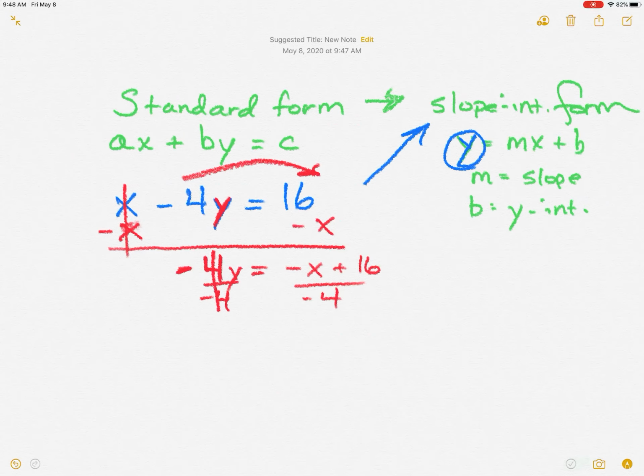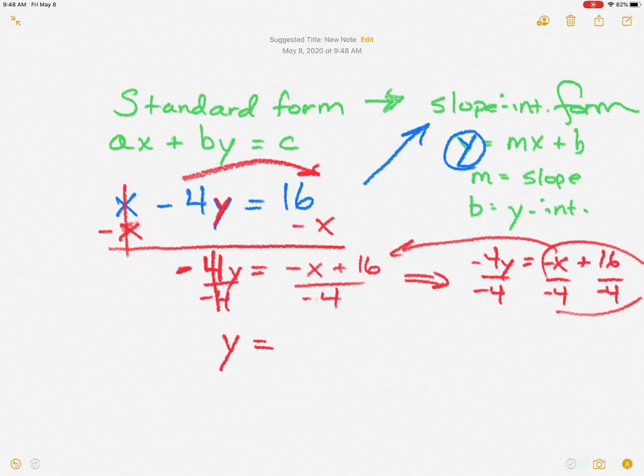All right? The negative 4 over negative 4 is 1, so those cancel out and we end up with y equals, now this is a little bit confusing. Sometimes when we divide on one side by negative 4, it may look like this. So if I've got negative 4y equals negative x plus 16, and I wanted to divide by negative 4, sometimes folks will divide each term by negative 4 so that it's a little bit easier to deal with. This version is the same as this version. So whatever is easiest for you to work with, go ahead and do it that way.